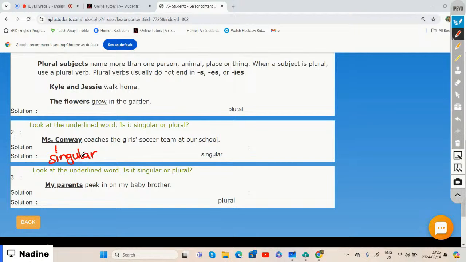And then the next one says, my parents peek in on my baby brother. So my parents refers to more than one parent. So we can say this is plural because it's parents. It refers to more than one parent. They peek in on my baby brother.